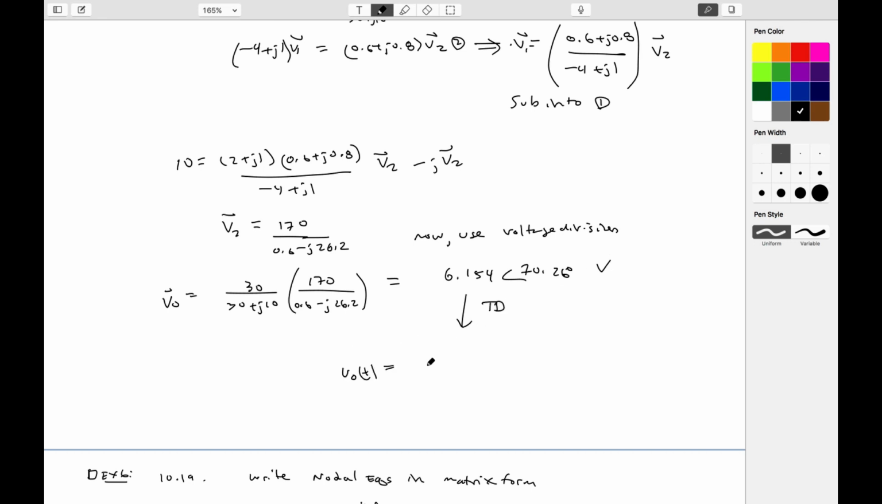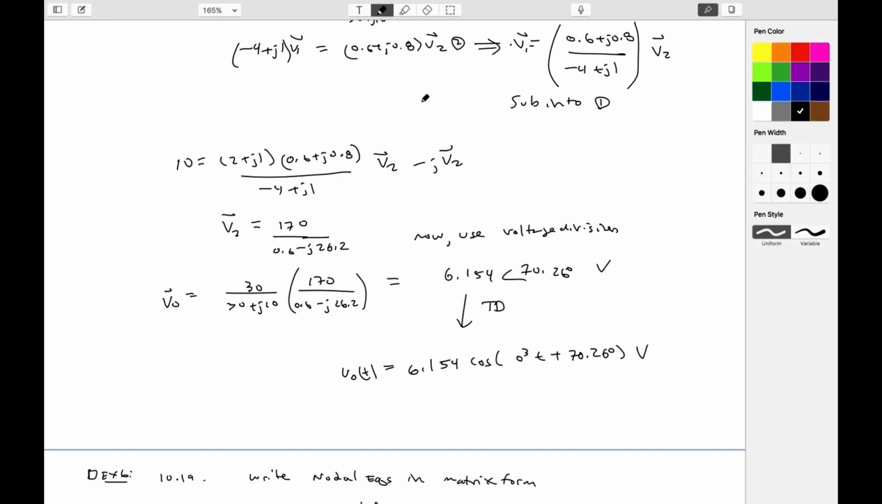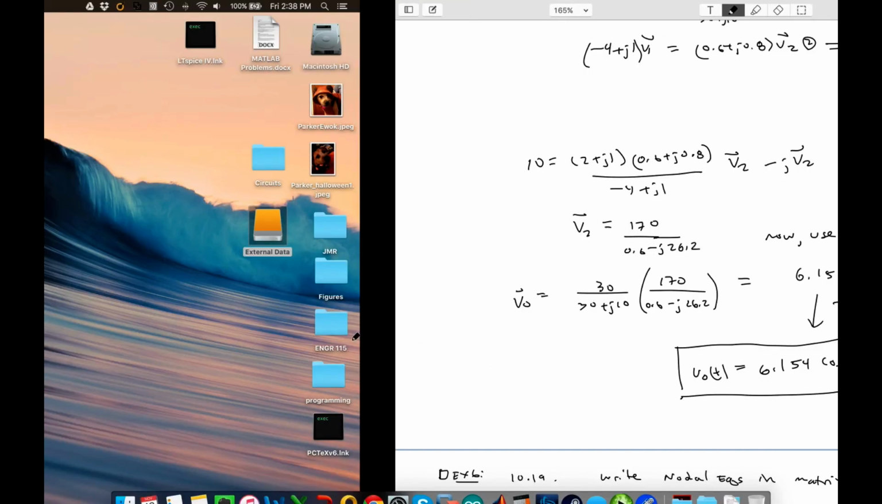V naught of t is equal to 6.154 cosine of 10 to the 3 t plus 70.26 degrees volts. Alright, so this is going to put us at a pretty good place.